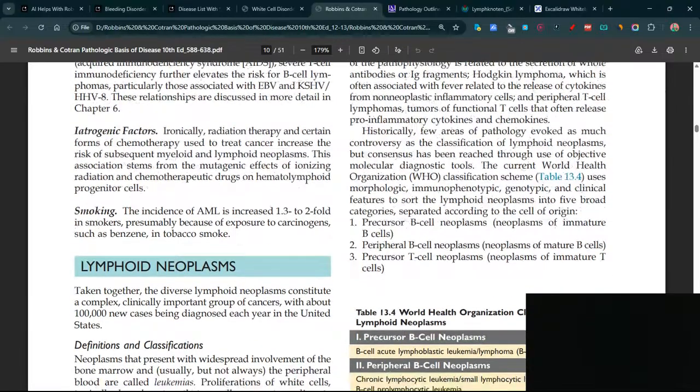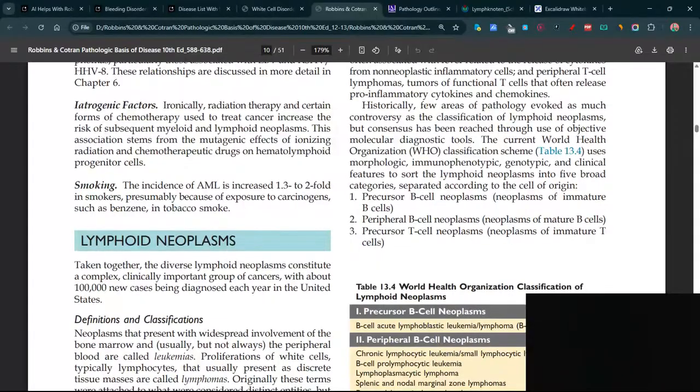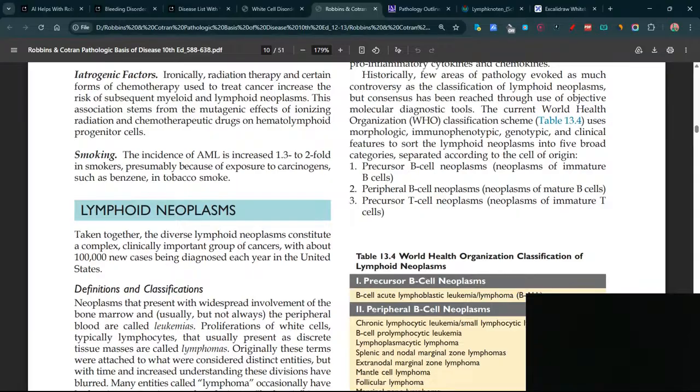Historically, few areas of pathology evoked as much controversy as the classification of lymphoid neoplasms, but consensus has been reached through the use of objective molecular diagnostic tools. The current World Health Organization classification scheme uses morphologic, immunophenotypic, genotypic, and clinical features to sort the lymphoid neoplasms into 5 broad categories separated according to cell of origin: precursor B-cell neoplasms, neoplasms of immature B cells, peripheral B-cell neoplasms, neoplasms of mature B cells, and precursor T-cell neoplasms of immature T cells.